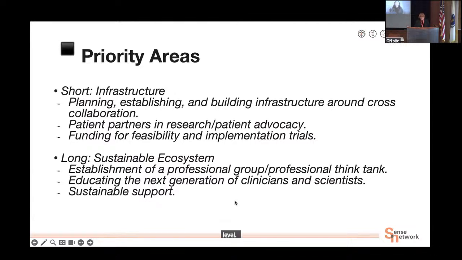Long-term, we wanted, at a policy level, to provide a sustainable ecosystem that would allow the establishment of a professional organization. Now, this was modeled really on Nick's experience with the American Dental Association and their auxiliary group, which is really just a professional think tank that is out there to push ideas and push positions toward understanding, education, and advocacy for different kinds of policies. And this could be done with the help of the Sense Network, but it would be independent. And so one of the goals would be to educate the next generation of clinicians and scientists, as well as to obtain some sustainable support.